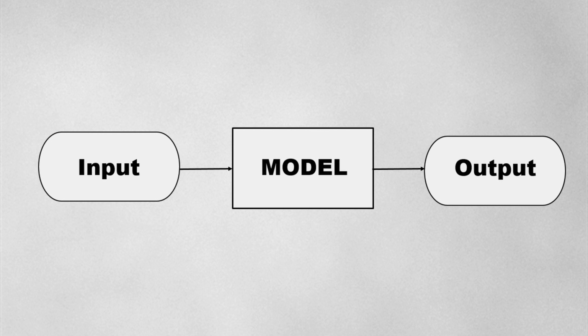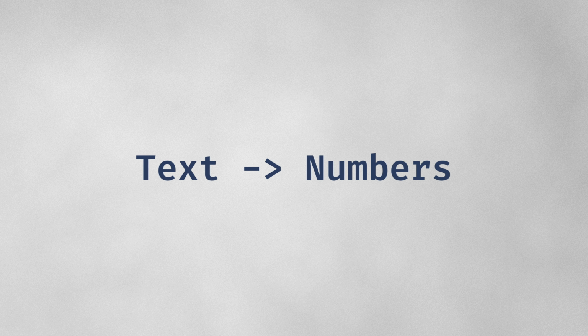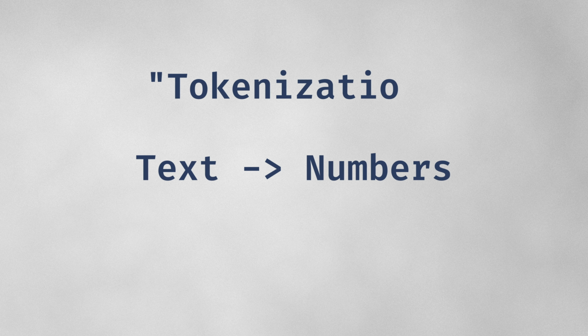Neural networks work with numbers, so all we need to do is convert our text to numbers. Then we can use the trusty old neural networks that we know and love. This process of converting text to numbers is called tokenization. There are a few different approaches to it, which we'll cover in detail in a separate video. But a very simple approach would be to say, replace each letter of the alphabet with its corresponding number.